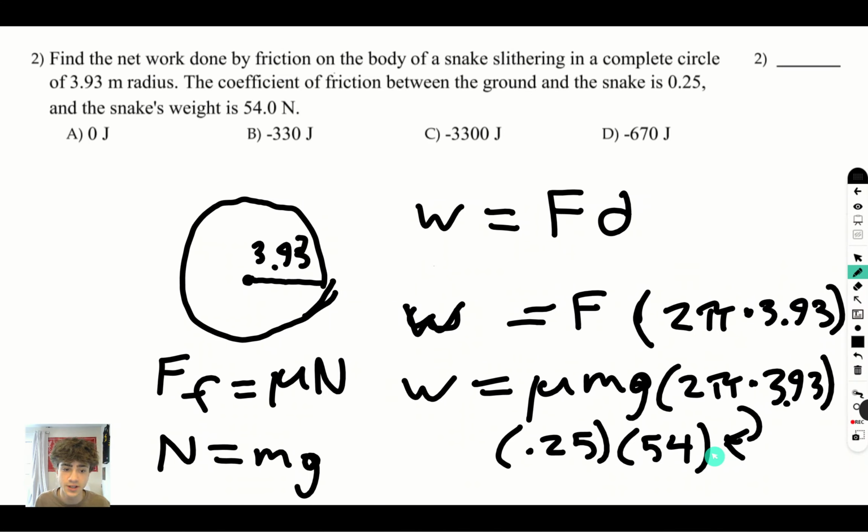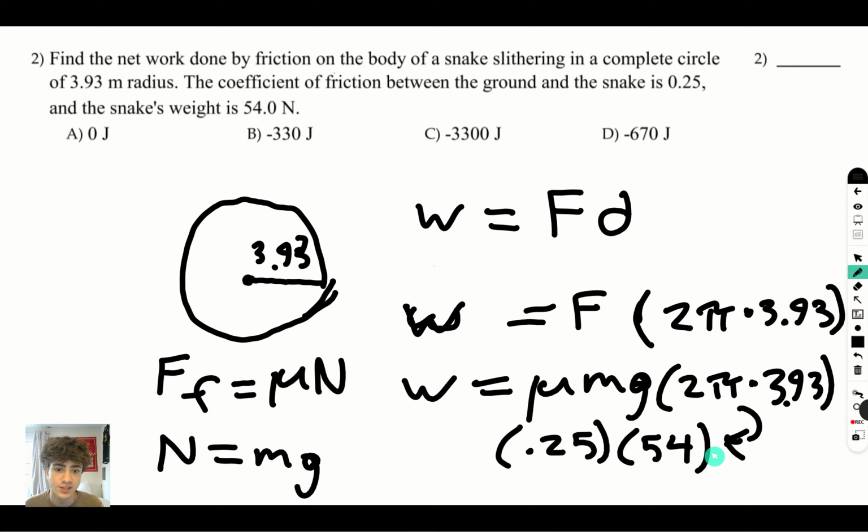We know that work is in joules, and the only thing that I failed to incorporate into this problem is the negative sign, which comes from the fact that the snake is moving in the opposite direction of the frictional force, making the force negative. The distance negative because it is going in the opposite direction of the force. So the work done by friction is therefore going to be negative.